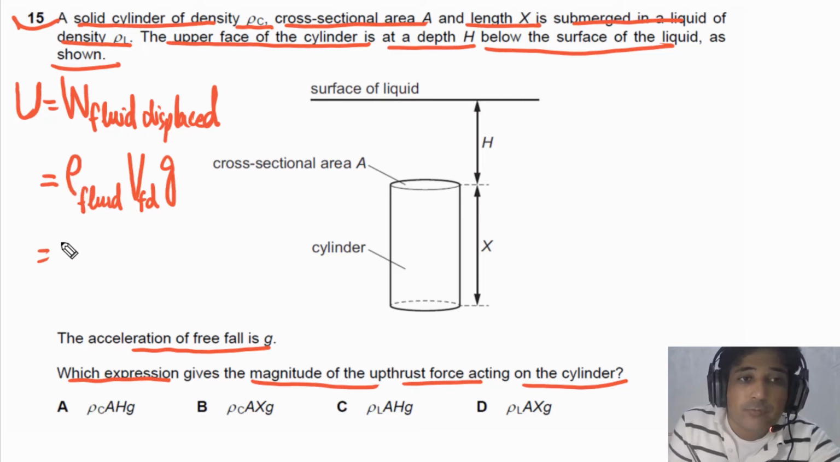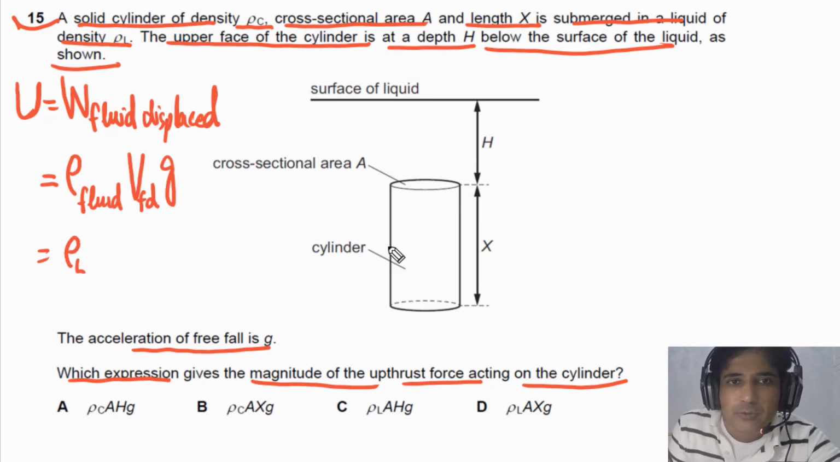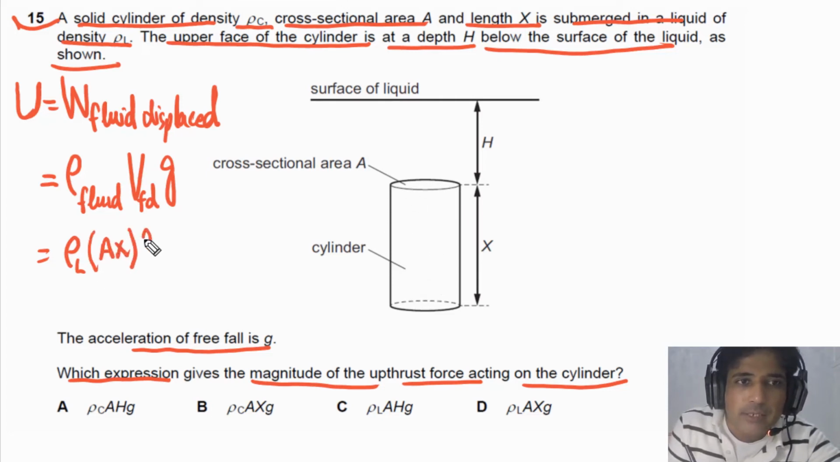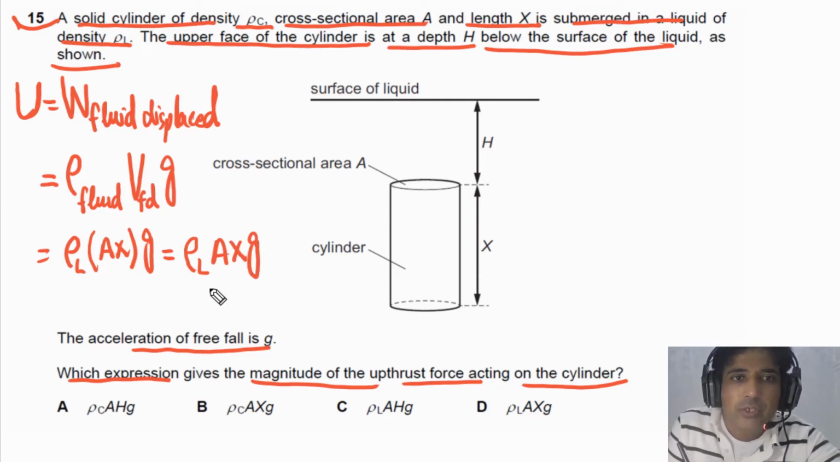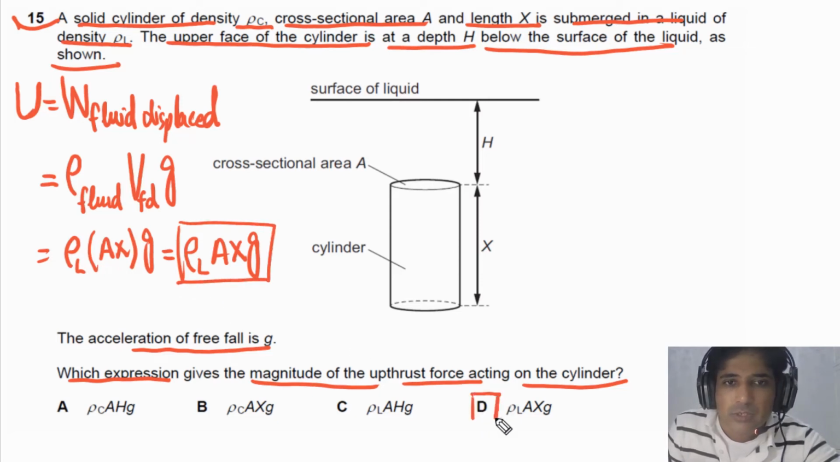The density of the fluid in this case is given, that is rho L. And the volume of fluid displaced is equal to the volume of this cylinder, which is A times X. So we can simply write upthrust is equal to rho L times A times X times g. So the answer for this question is D. So D is the right answer.